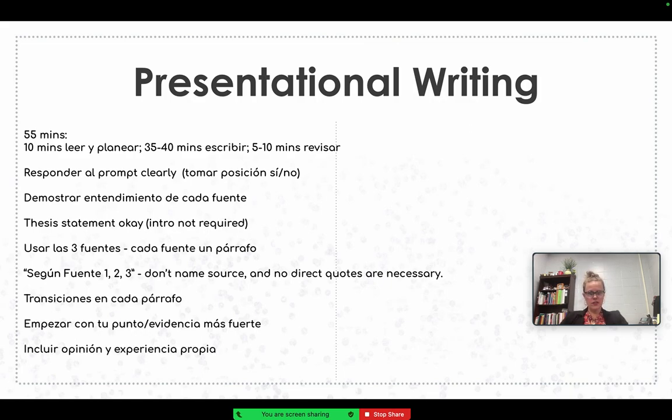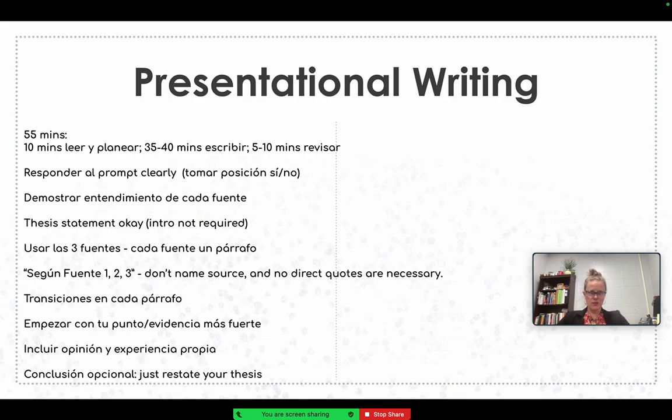Incluye tu opinión y experiencia propia, right? You can just say, yo he visto en mi propia vida, right? And explain some personal details. A little bit of that goes a long way. You don't need to do more than 1 or 2 times of that. And the conclusion, if you're running out of time, just restate your thesis. You don't have to be fancy and offer some new suggestion or insight. You can just restate your thesis in other words.